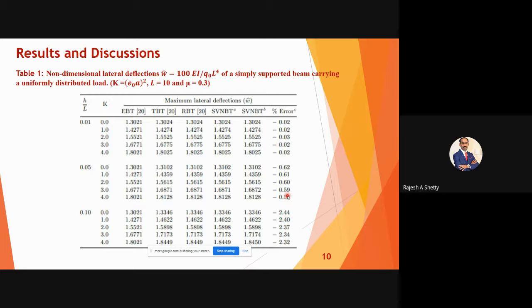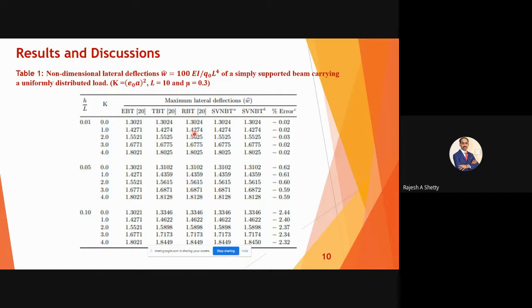So these are the results. Table 1 gives the results for the bending deflections. We have calculated the deflections for various h by l, where h is the height of the beam and l is the length of the beam. The ratios are 0.01, 0.05 and 0.1. Here we have the Timoshenko beam theory deflections.